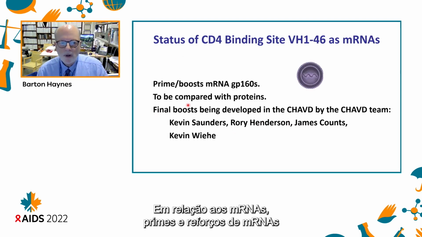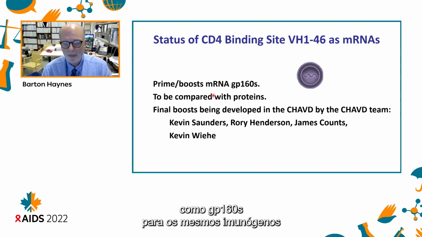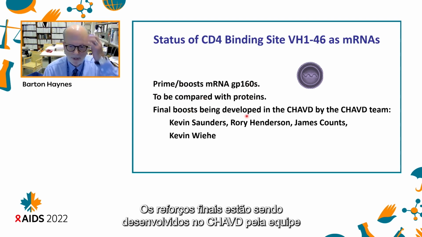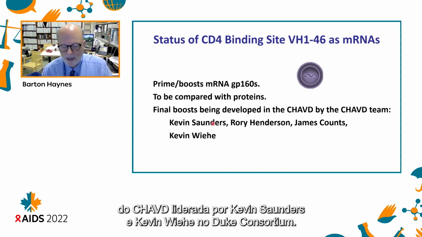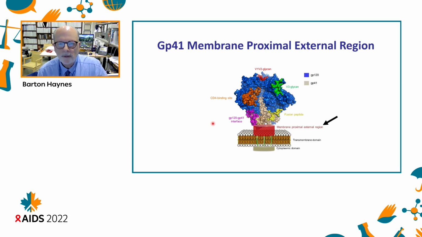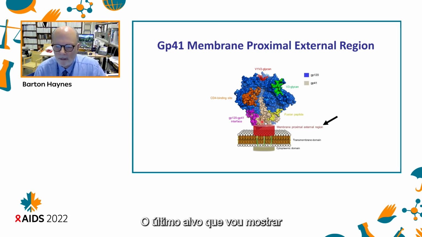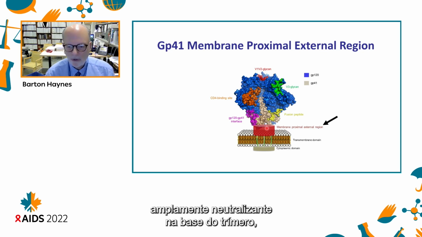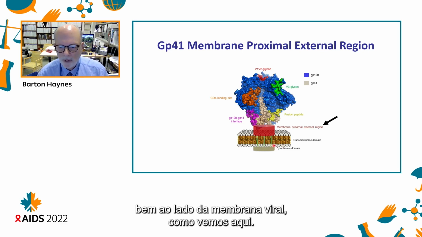With regard to mRNAs, primes and boosts of mRNAs as GP160s for these same immunogens have been accomplished, and these will be compared with proteins in clinical trials. And the final boosts are being developed in the CHAVD by the CHAVD team led by Kevin Saunders and Kevin Wiehe at Duke. Now, the last target that I will show is the membrane proximal external region, that is a broad neutralizing epitope down at the base of the trimer, right next to the viral membrane as shown here.